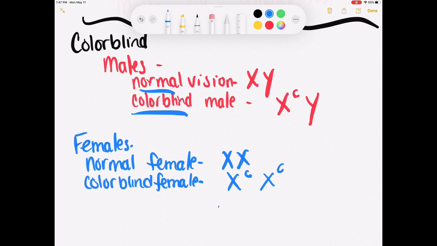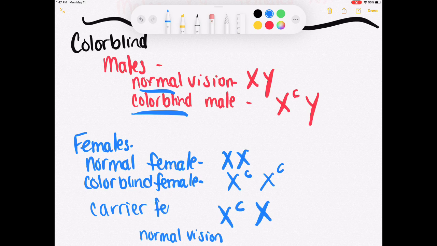Now, the female could also have this combination where there's only a marker or a gene on the one X and the other X is totally unaffected. This female is going to have normal vision. So she's going to see normally. She will not have color blindness, but we call her a carrier. And all that means is that she can pass this gene on to her offspring.